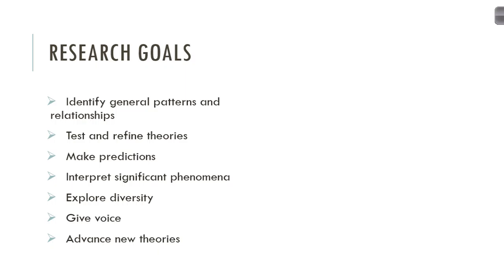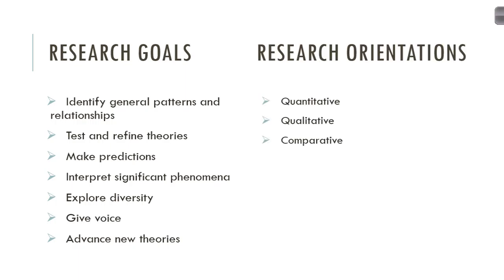Then you might want to interpret phenomena that are culturally or historically significant. Then you might want to explore diversity and divergent patterns within the more broad, more general patterns. You might want to go into research with the goal of giving voice to your participants. Or you might want to find new evidence that will help you advance new theories, or perhaps create the very new theories from scratch. And then there are also 3 research orientations.